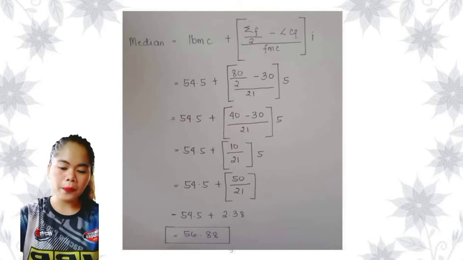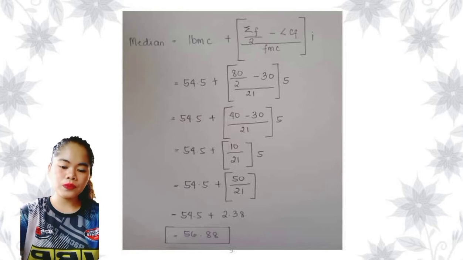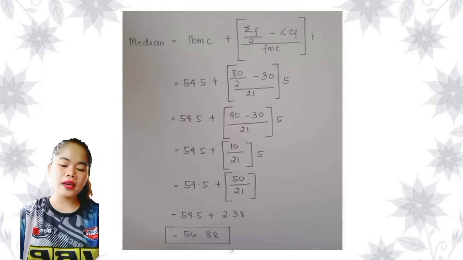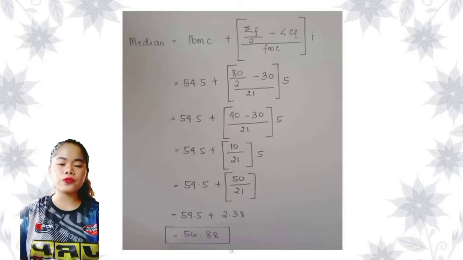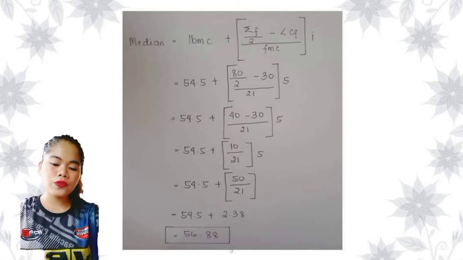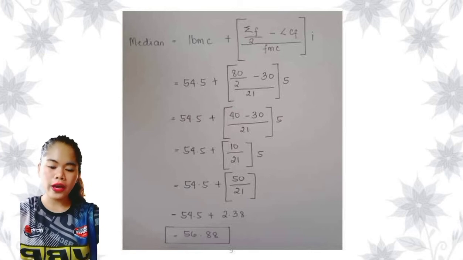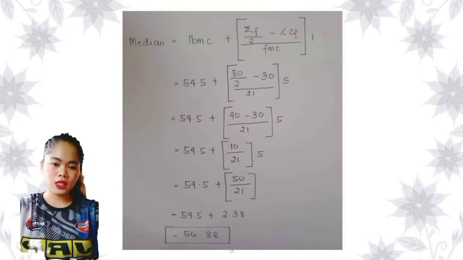So, we copy 54.5 plus what we multiplied in the bracket. So 10 times 5 is equal to 50 over 21. So 54.5 plus 50 divided by 21 is equal to 2.38. And then we add the two. So 54.5 plus 2.38 is equal to 56.88.